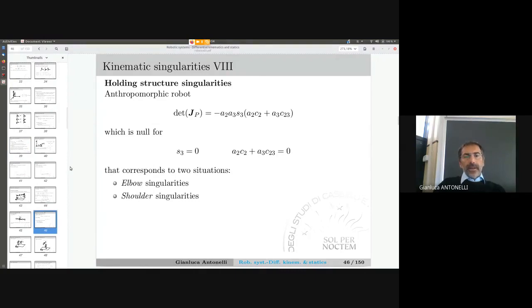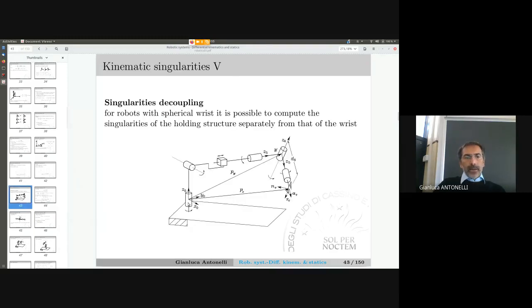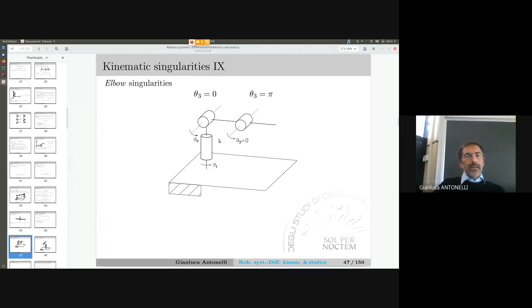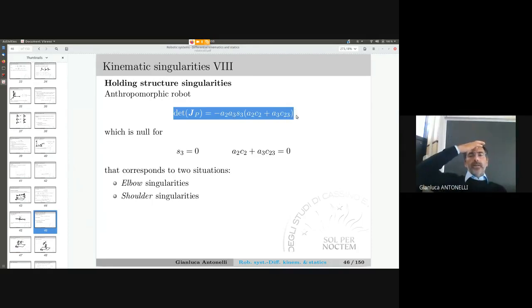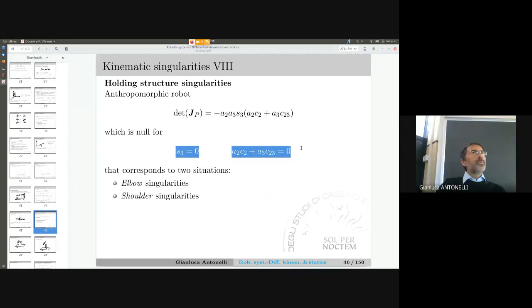Okay, let us also verify the singularities for the anthropomorphic robot. For this one here, I can compute the determinant of only the positional part, and this can be done symbolically because it's a structure with few degrees of freedom, which is null for those two values. In this case, theta 3 equals 0 or pi, but this is a little bit more complex. Since this is a very simple structure, I can try to visualize the configuration that is embedded in this equation. When this is 0, the determinant is 0, and so I'm in a kinematic singularity.